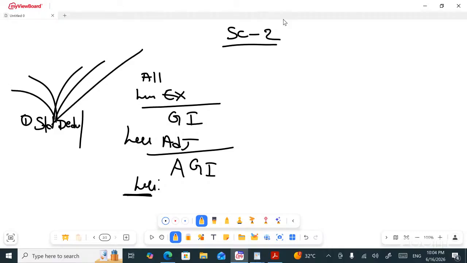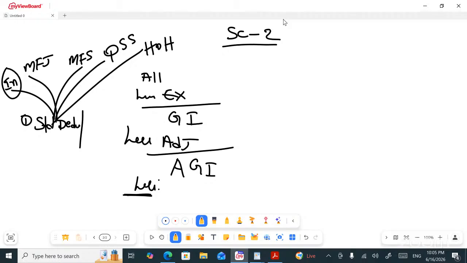In the previous class, I already explained the taxpayer categories. One is individual, married filing jointly, married filing separately, qualified surviving spouse, and head of household. As I already told you, it is a separate chapter, which will be covered subsequently. Based on the status of the taxpayer, the standard deduction amount will change.